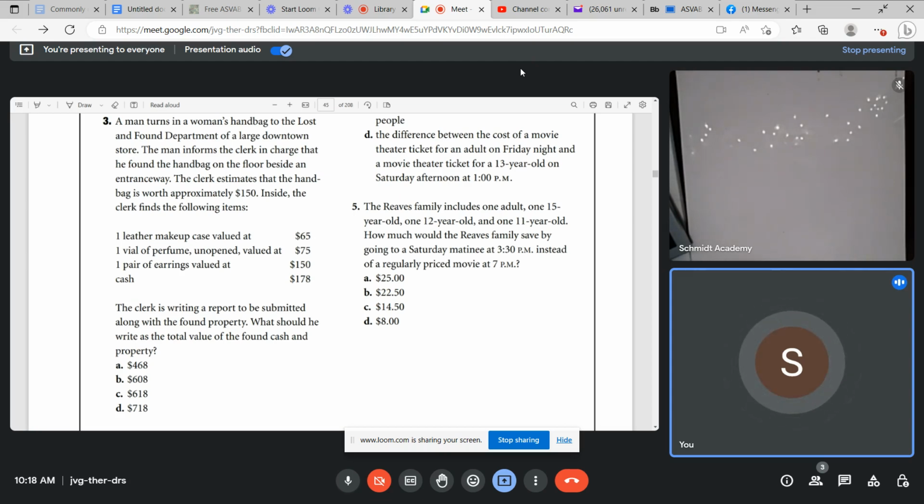A man turns in a woman's handbag to the lost and found department of a large downtown store. The man informs the clerk in charge that he found the handbag on the floor beside the entranceway.